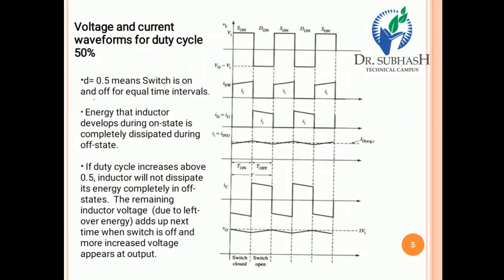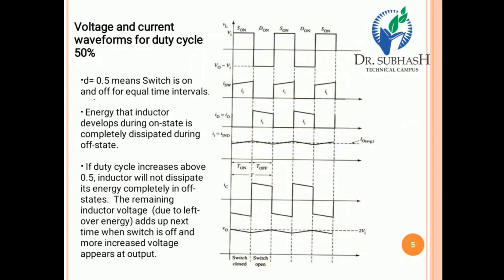Now if we consider the duty cycle as 50%, dear my students, we all know what a duty cycle is. It is the ratio of T on divided by the total time period. Now the duty cycle is 50%, that means the T on period is 50%, right? So D is equal to 0.5, meaning the switch is on and off for equal time intervals, right? The on period as well as the off period are both equal.